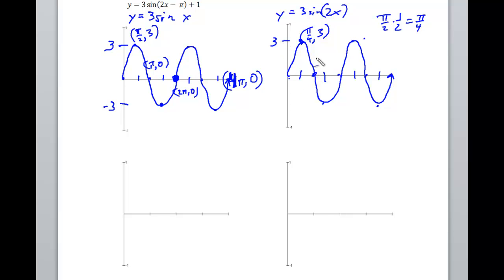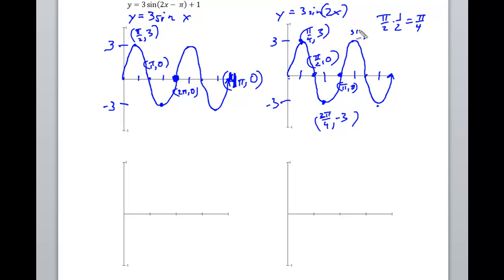Then this here is going to be pi over 2, comma 0. This down here is going to be 3 pi over 4, comma negative 3. There's my negative 3 there. So every step here is now marking a quarter instead of a half, pi units. So this is going to be 4 pi over 4, or just pi comma 0.